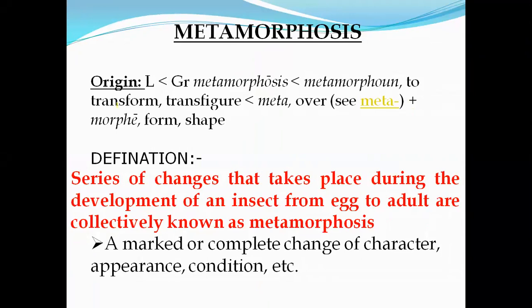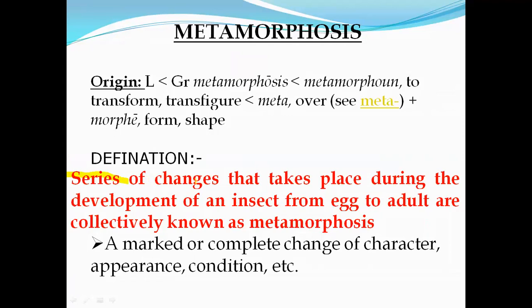Metamorphosis is nothing but a series of changes that takes place during the development of an insect from egg to adult, collectively known as metamorphosis. It means the changes in growth and development that an insect undergoes during its life cycle from birth to maturity.